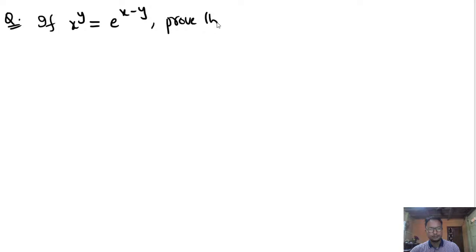Right. So the question says: if x to the power y equals e to the power x minus y, then prove that dy by dx equals log x divided by (1 plus log x) whole square. This is a live question. A similar type of question we have already done, right?